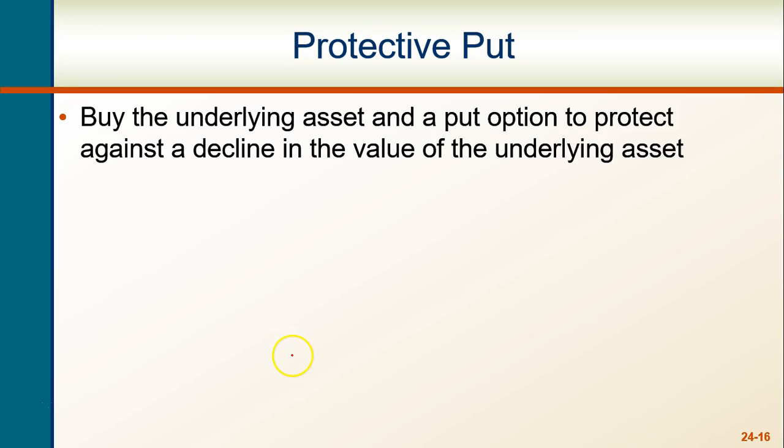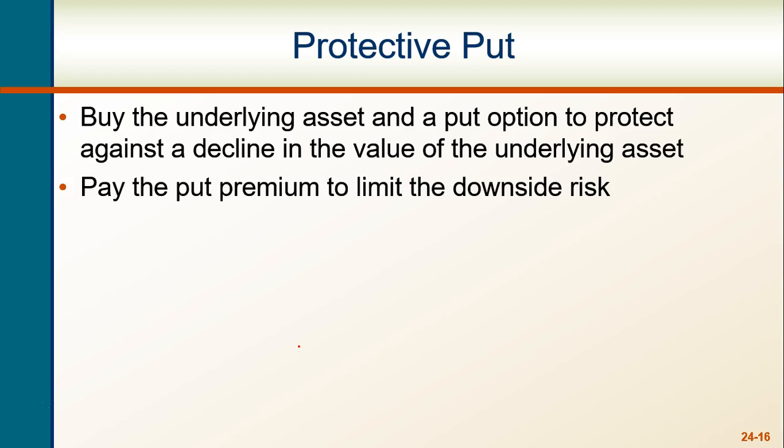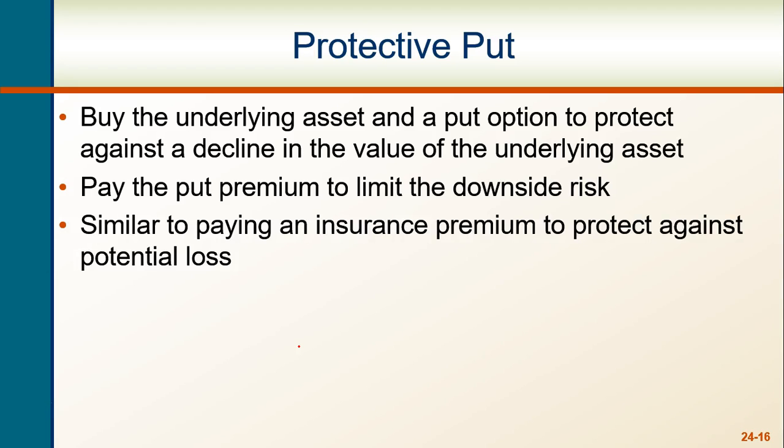You will also recall from the previous session that when we buy options contracts, we pay an option premium to buy the options contract. So in this context, when you buy a put option and pay the option premium for that, you are paying that premium to limit your downside risk. By downside risk, I mean the loss of value in case the stock prices fall. So it would be similar to paying an insurance premium to protect against a potential loss.